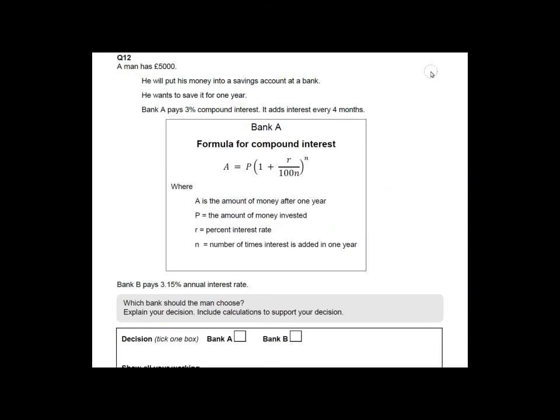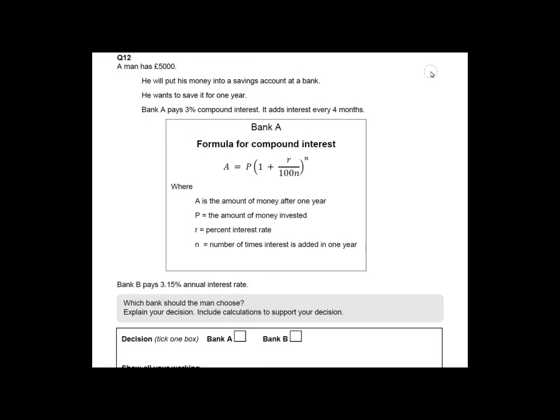Question 12. A man has £5,000. He will put his money into a savings account at a bank and he wants to save it for 1 year. Bank A pays 3% compound interest and it adds interest every 4 months. The formula for the bank's compound interest is below, where A is the amount of money after 1 year, P is the amount of money invested, R is the percentage interest rate, and N is the number of times interest is added in 1 year. Bank B pays 3.15% annual interest rate. Which bank should he choose?